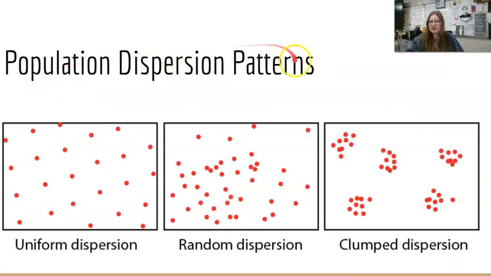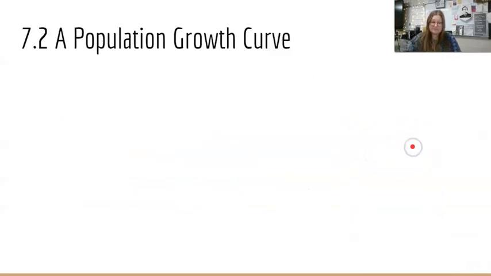Another thing is a dispersion pattern. Species disperse differently depending on how much they rely on each other. So we could have uniform dispersion, where they're pretty evenly far apart. Random dispersion, which is not super likely, is where they are just randomly placed. And then we have clumped dispersion. This one is pretty common if we're clumping around resources.